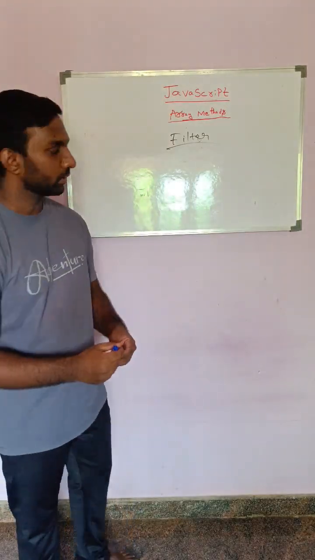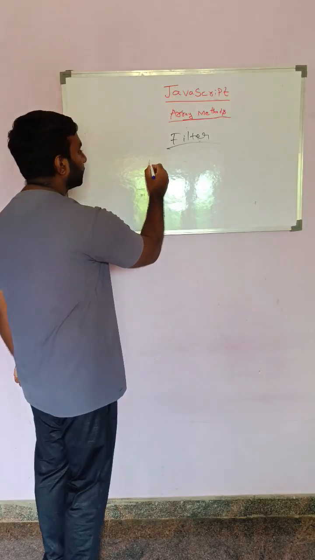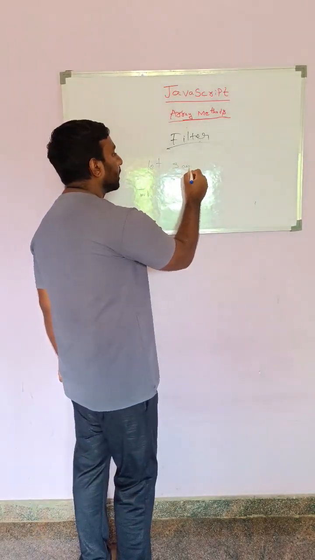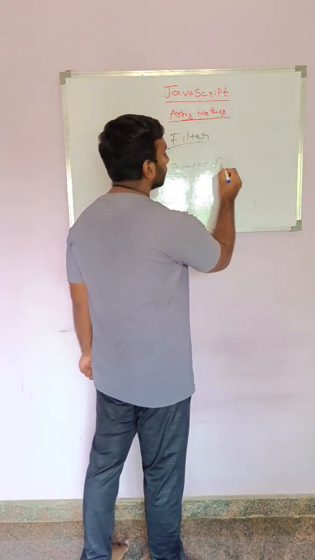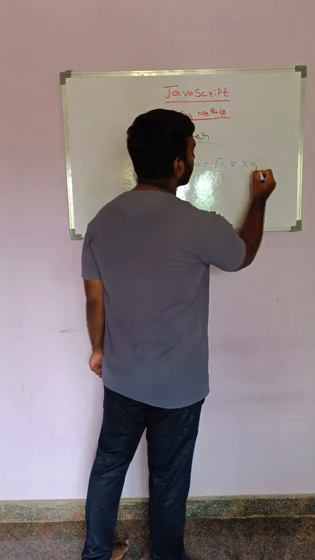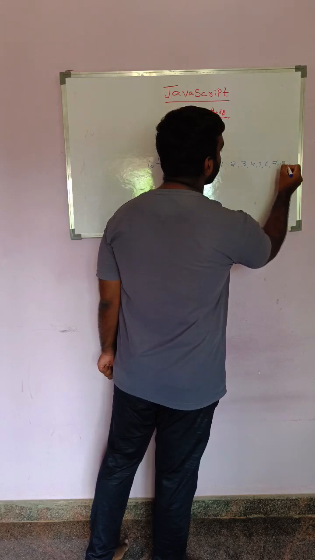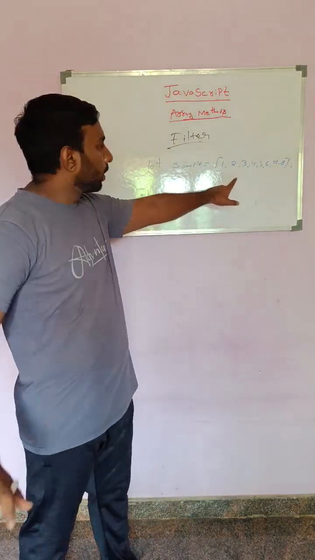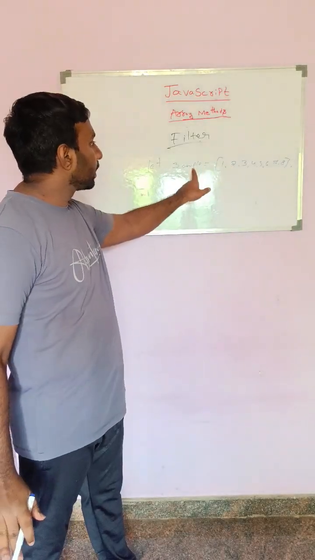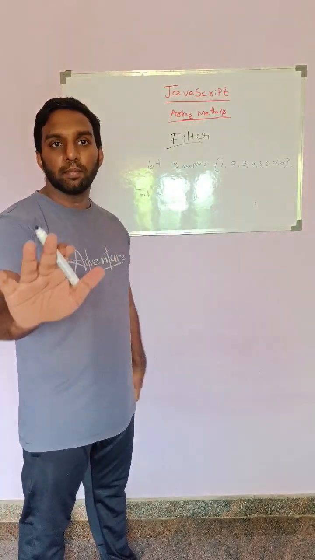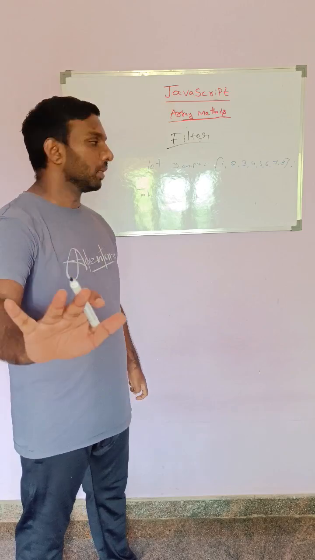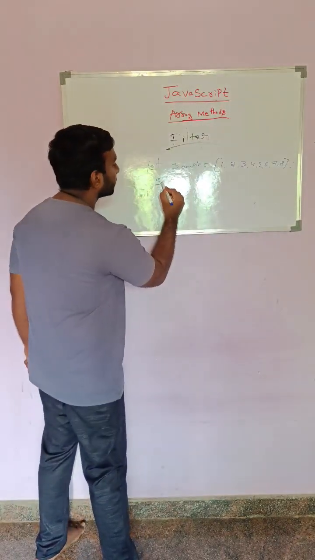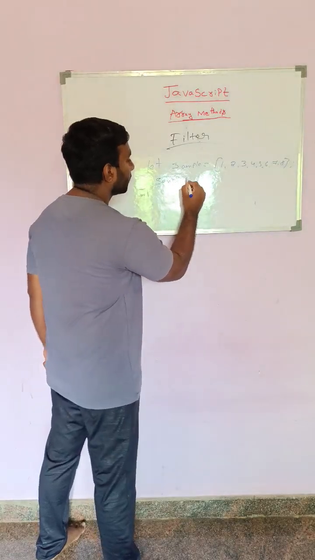So for example, let me give one easy example. I'm going to give a sample array here: 1, 2, 3, 4, 5, 6, 7, 8. Now when I take this input array, I want only the even number array. So I'm going to apply the filter method here. Sample dot filter.